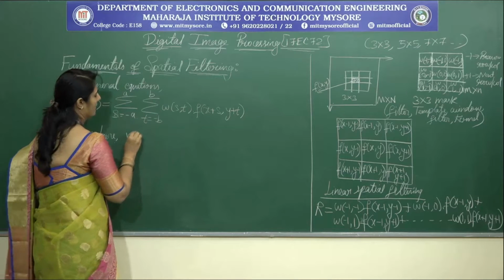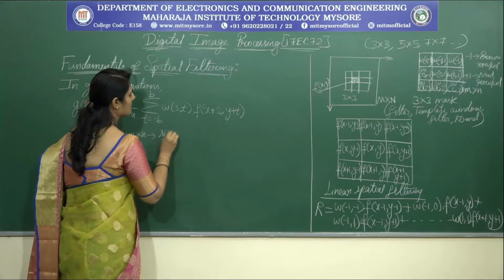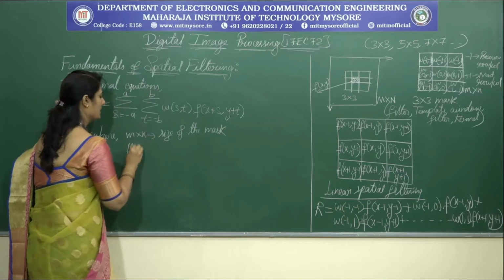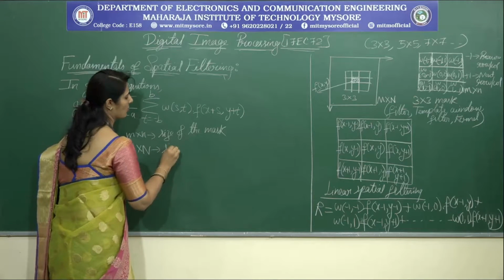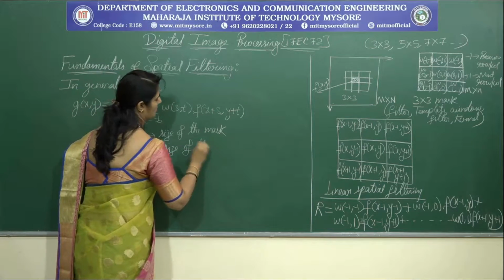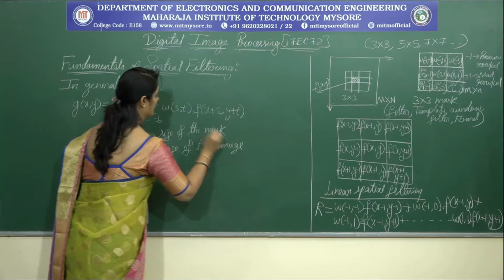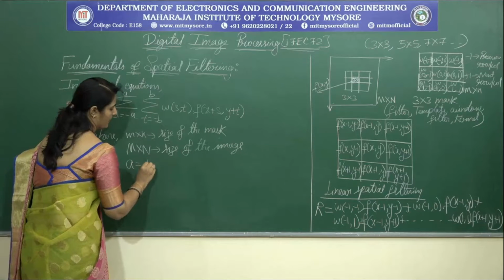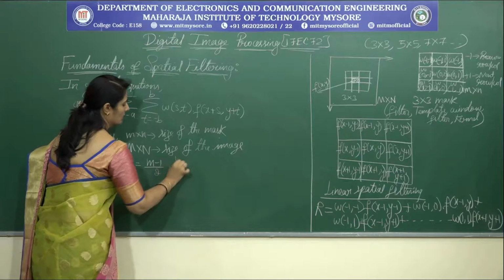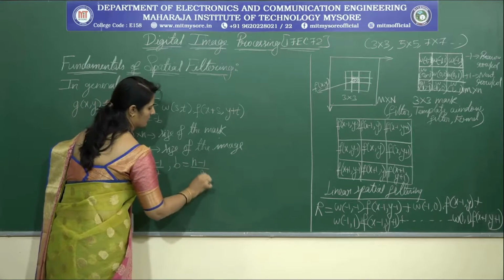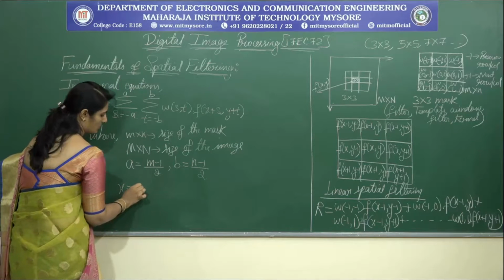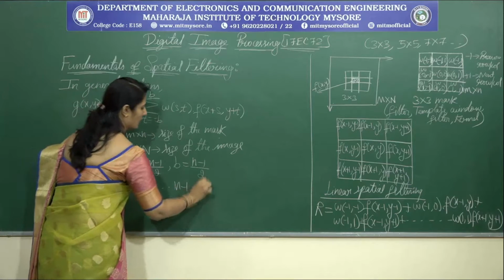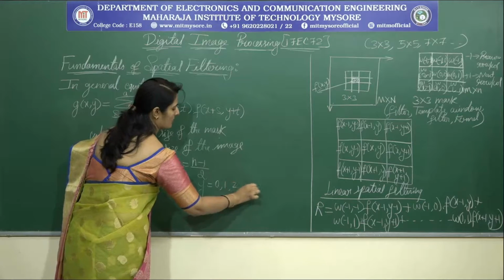Here m cross n is the size of the mask, and capital M cross capital N is the size of the image. a is equal to (m minus 1) by 2, b is equal to (n minus 1) by 2, and x is equal to 0, 1, up to the number of rows in the image, and y is equal to 0, 1, up to the number of columns in the image.